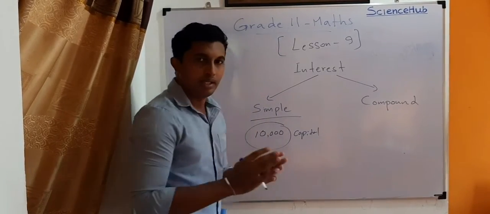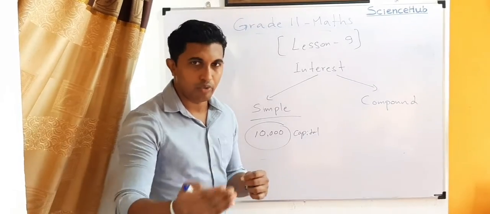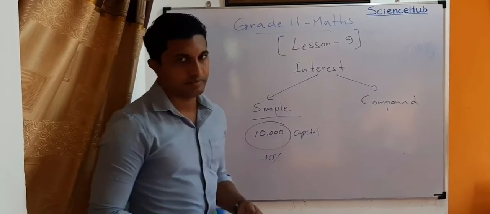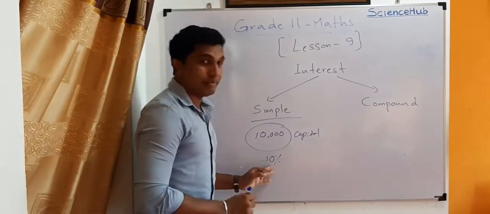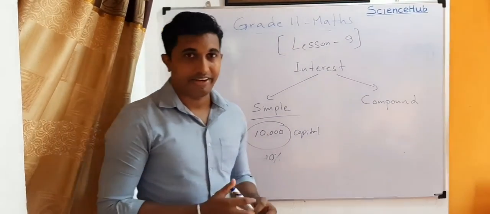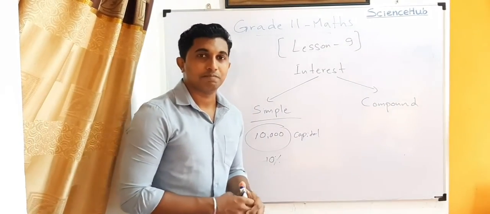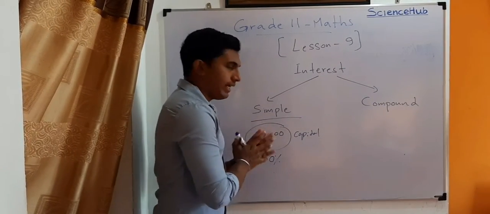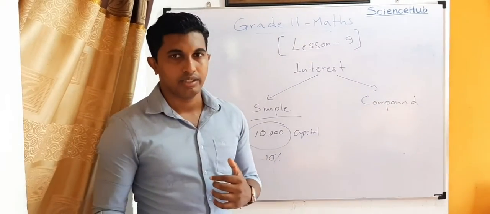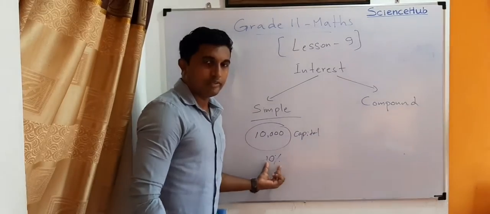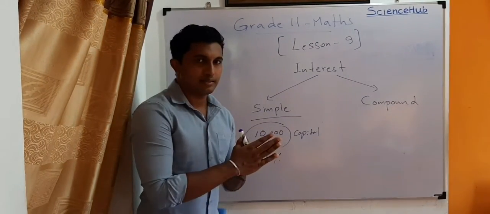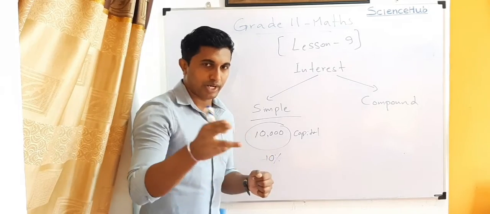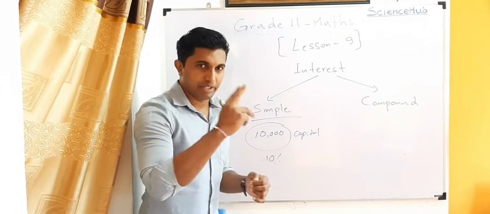The simple annual interest rate of that bank is 10%. This is a little bit of a high rate, but this is not the actual rate. Say you deposit this 10,000 for 2 years with the interest of 10%. There is a very easy method to calculate interest. I think you can understand this one. If you forget the method, it is a very simple method. You can check my first video.